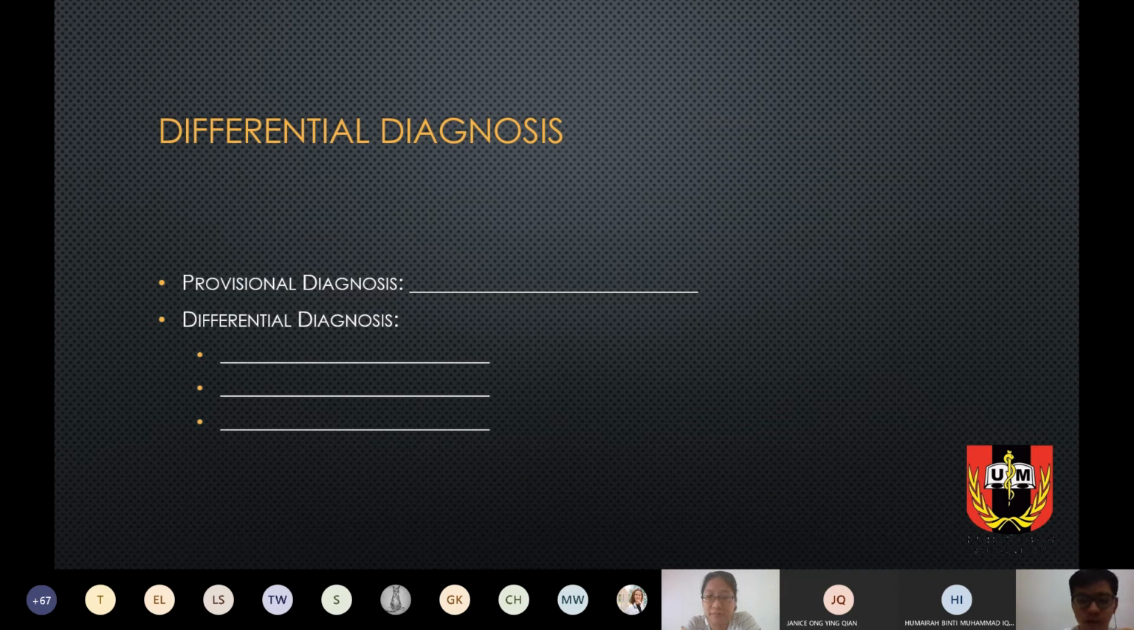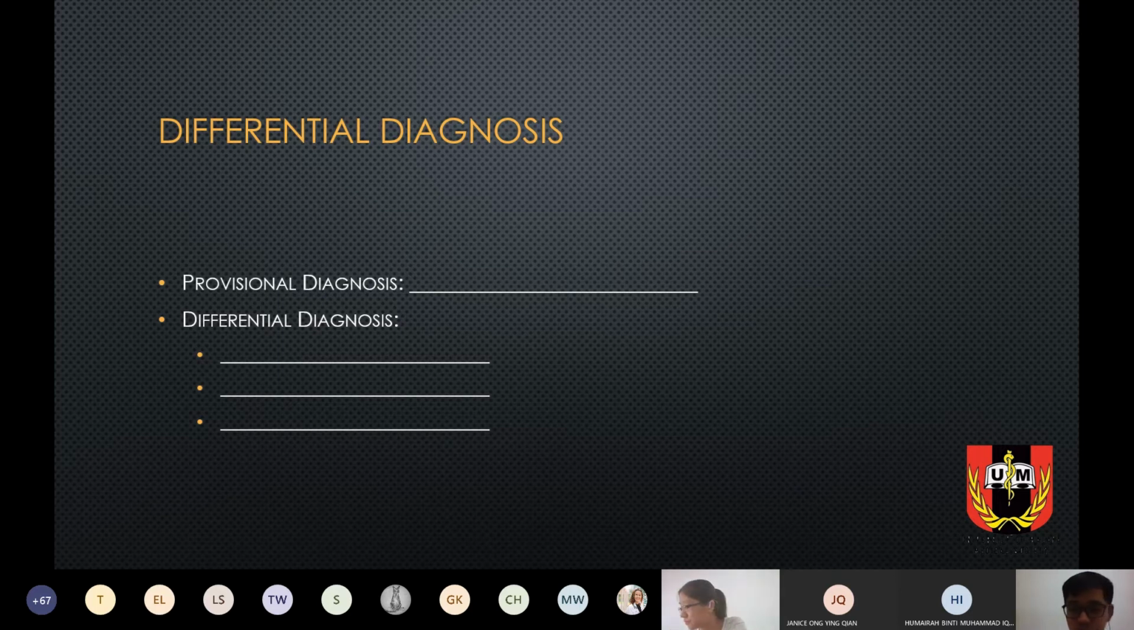So right now, our provisional diagnosis is hypertensive emergency. Can it be? I would probably put hypertensive emergency with stroke, and my differential diagnosis would probably be cerebral venous thrombosis. Then after that, maybe TIA. Yes, but you will probably need to wait until your further assessment to decide whether or not it's reversible.